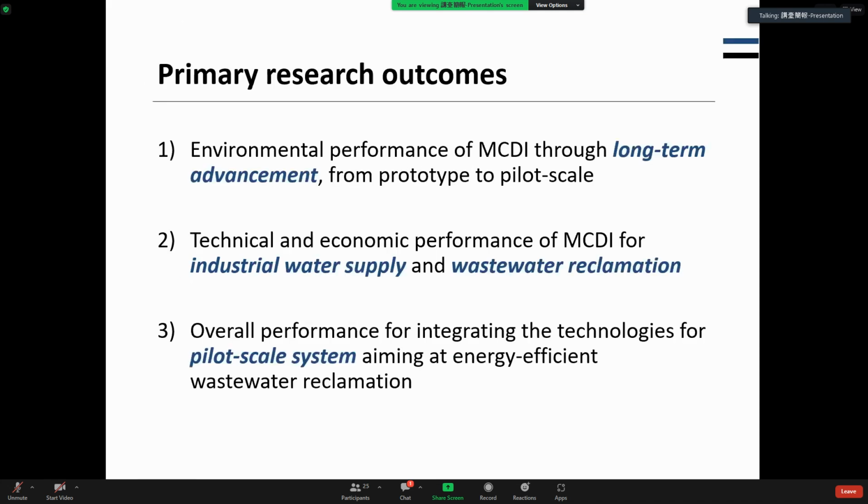Okay, so the talk will cover three primary outcomes from our group. The first is the environmental performance of MCDI through long-term advancement from prototype to pilot scale. The second part will be the technical and economic performance of CDI for industrial water supply and wastewater reclamation. And the third part will look at the overall performance of integrating the technologies in a pilot-scale system for an energy efficient wastewater reclamation system.